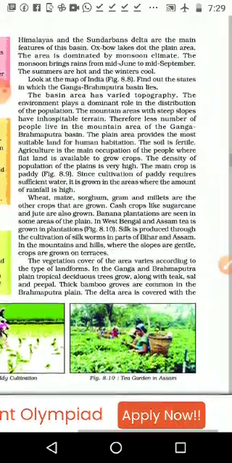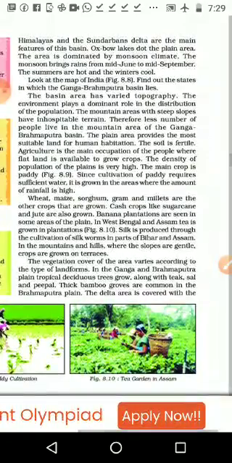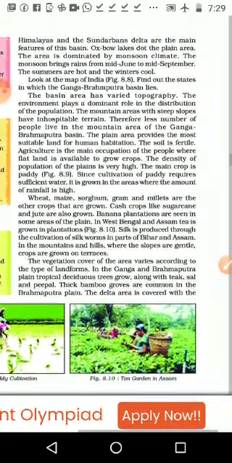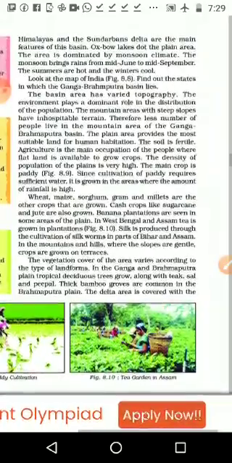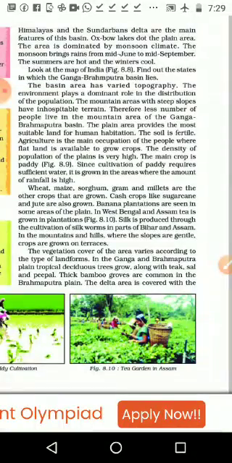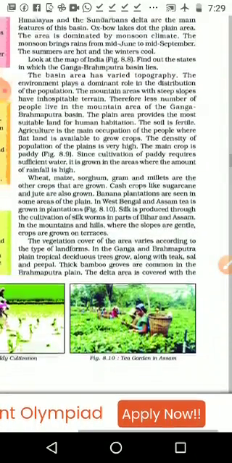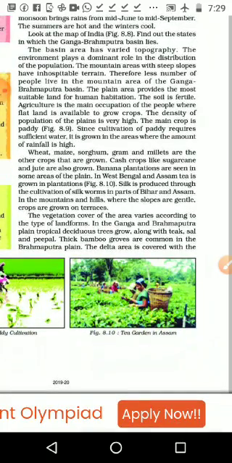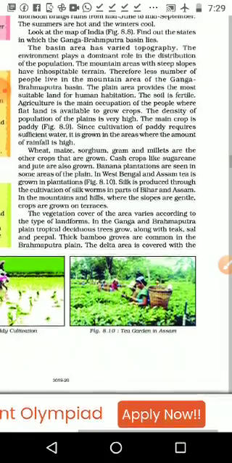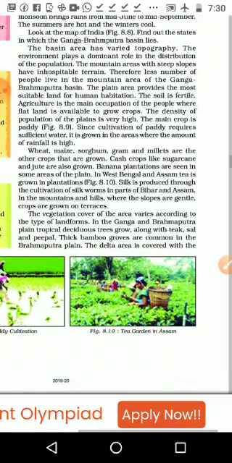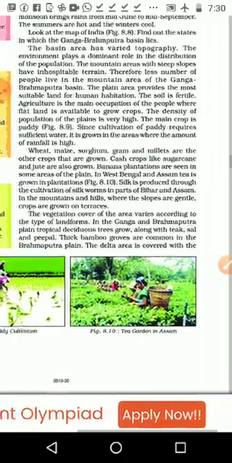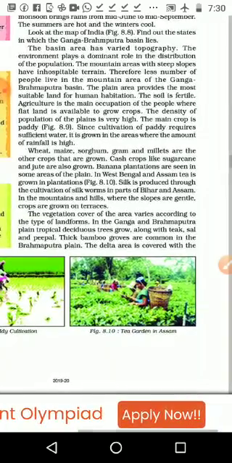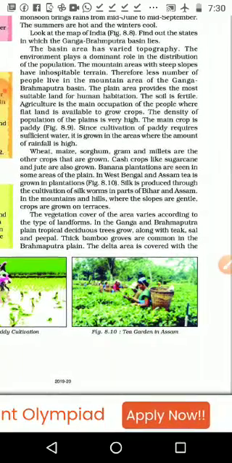In West Bengal and Assam, tea is grown in plantations because of the presence of hills. And silk is produced through the cultivation of silkworms in parts of Bihar and Assam. In the mountains and hills where the slopes are gentle, crops are grown on terraces. If it is a gentle slope, we can cultivate it. In that area we use terrace cultivation and grow tea plantations. We can see this especially in Assam, and even in Bihar and Bengal we can see tea gardens.